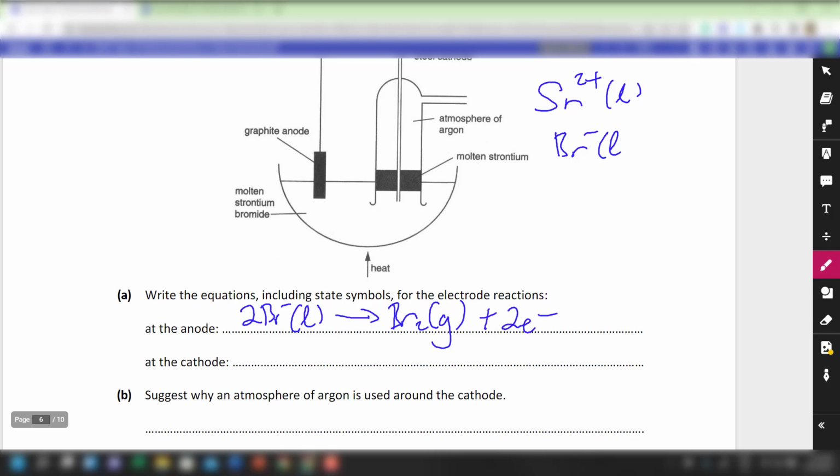And then at the cathodes, I expect strontium to be reduced by coming in contact with the cathodes. So it will be reduced to strontium metal, but at such a high temperature, strontium metal is likely to be a liquid as well. So I'm going to put in the state symbols as liquids.